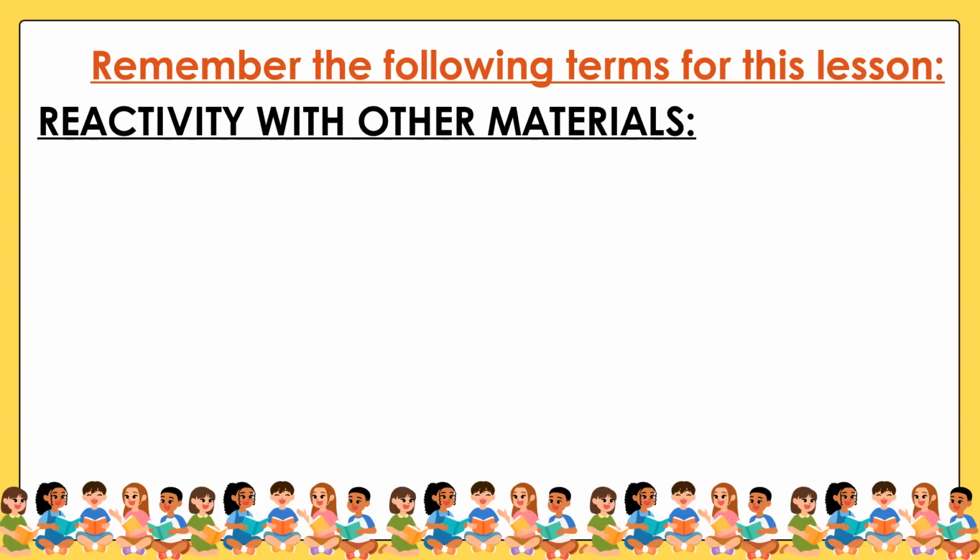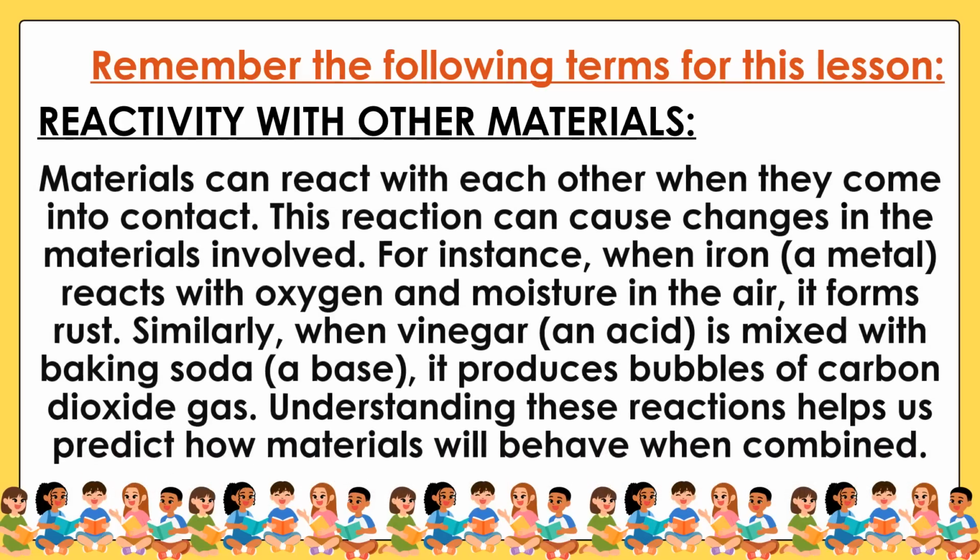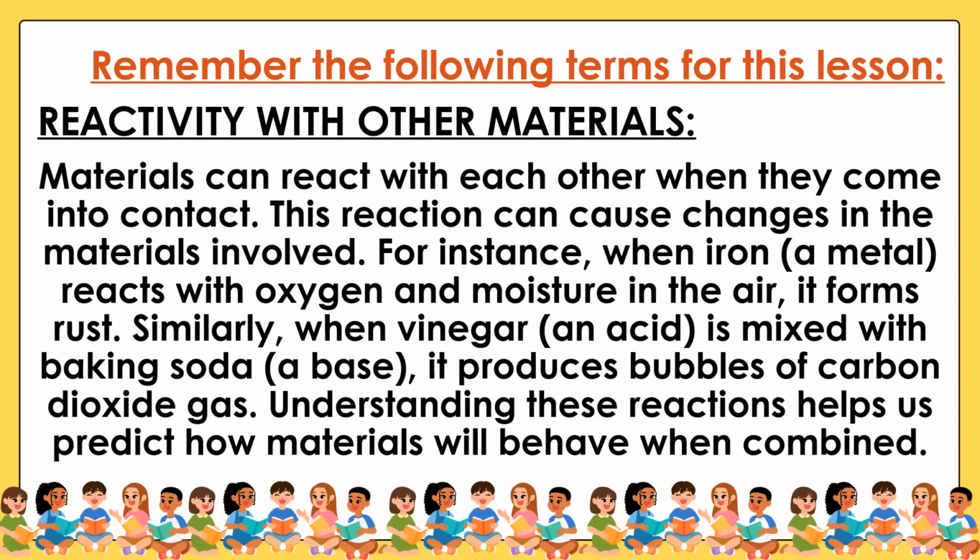Next, we have reactivity with other materials. Materials can react with each other when they come into contact. This reaction can cause changes in the materials involved. For instance, when iron or a metal reacts with oxygen and moisture in the air, it forms rust. Similarly, when vinegar or an acid is mixed with baking soda as a base, it produces bubbles of carbon dioxide gas. Understanding these reactions helps us predict how materials will behave when combined.